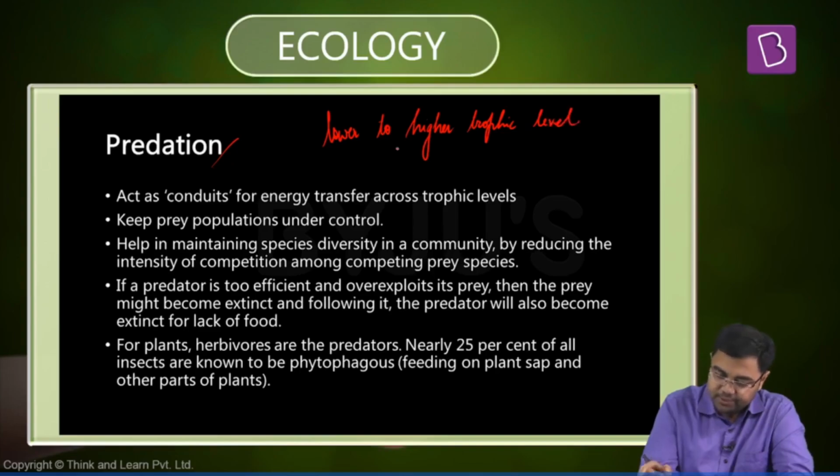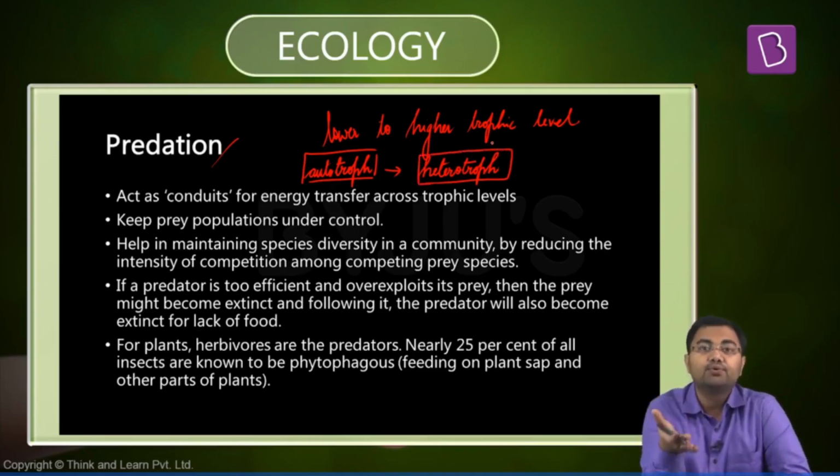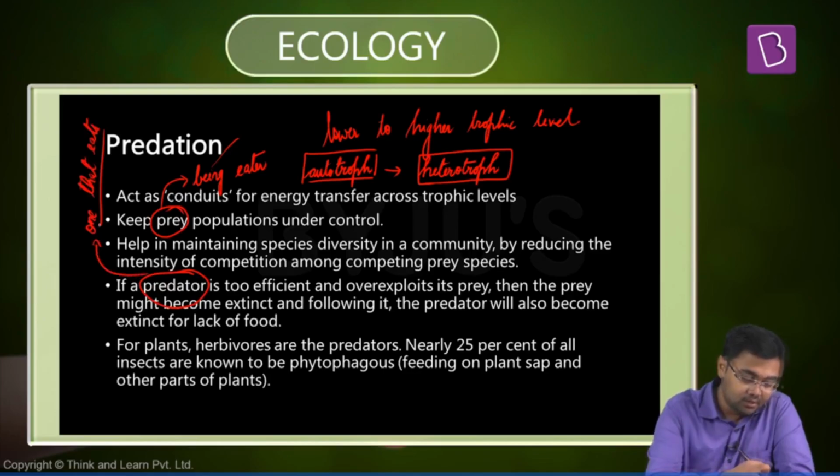What is a trophic level? We'll come back to it. It is the transfer from an autotroph to a heterotroph. Autotrophs are the organisms which produce their own food, and heterotrophs are the organisms which depend on the food made by other organisms for their survival. So the energy transfer from autotrophs to heterotrophs happens in predation. One organism is a prey and the other is a predator. So what is a prey and what is a predator? Prey is something which is being eaten, and the predator is the one that eats. So this is what happens.